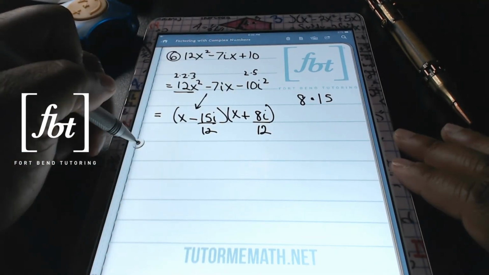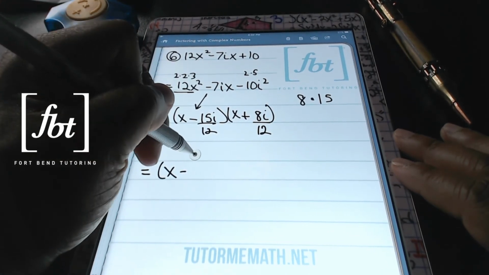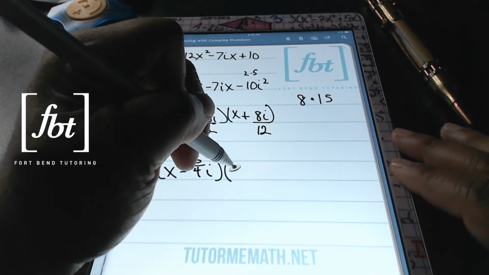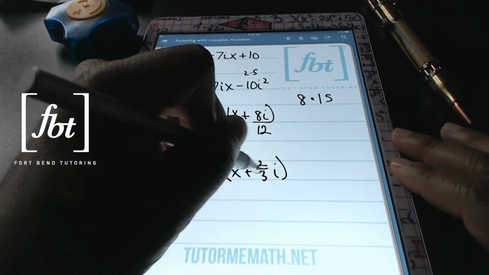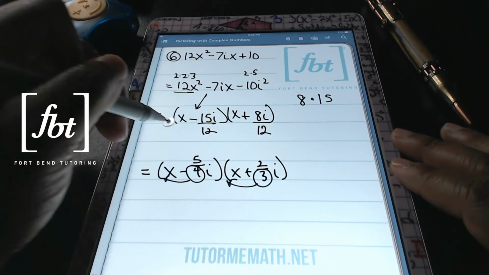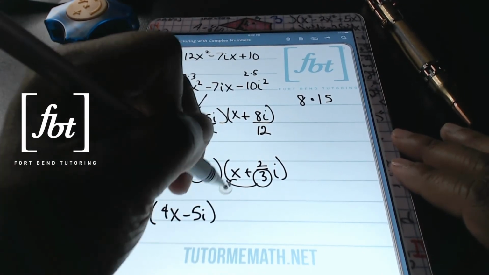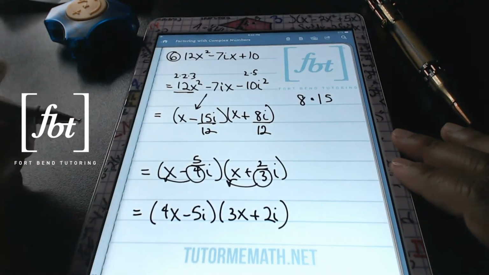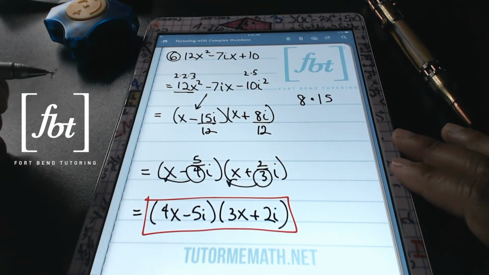From here, we'll be simplifying these values. So we end up with x minus, and simplifying the 15 and the 12 by 3, we'll have 5/4 i, and then we can reduce the 8 and the 12 by 4. That gives us 2/3 i, and then any remaining denominators will go in front of the variables, okay? So you'll end up with 4x minus 5i times 3x plus 2i, and red box it. That's right. This is your answer, ladies and gentlemen. Done and done for problem number 6.